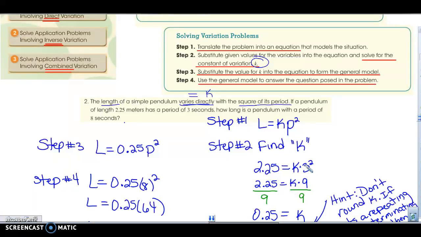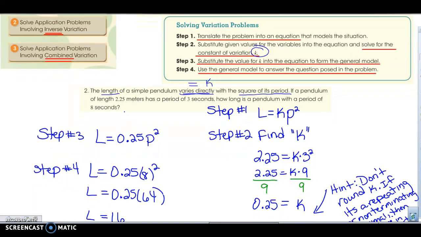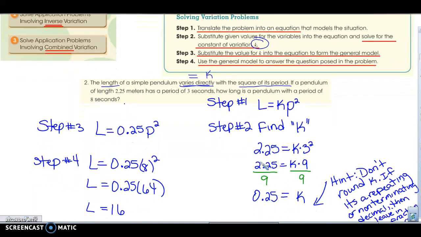So see how it helps to have the letters that apply to that problem, so I knew where to put the 3. And remember, it's being squared. So now we have enough details to find k. So 3 squared is 9, divide both sides by 9, and it so turned out that k was a terminating decimal. If this had been a non-terminating decimal, an irrational number, I would not round it.